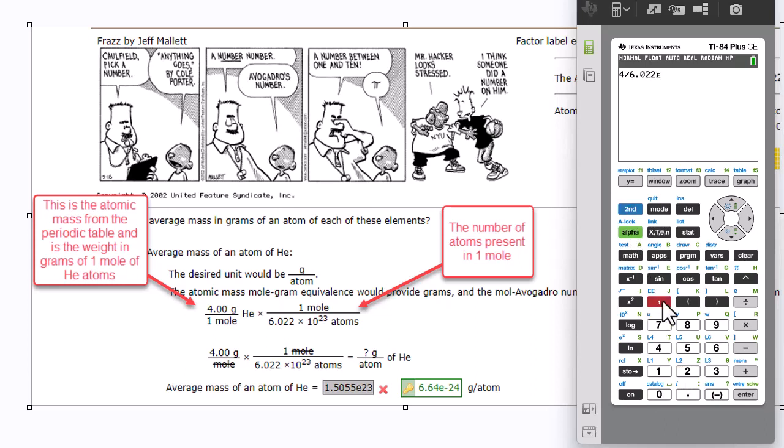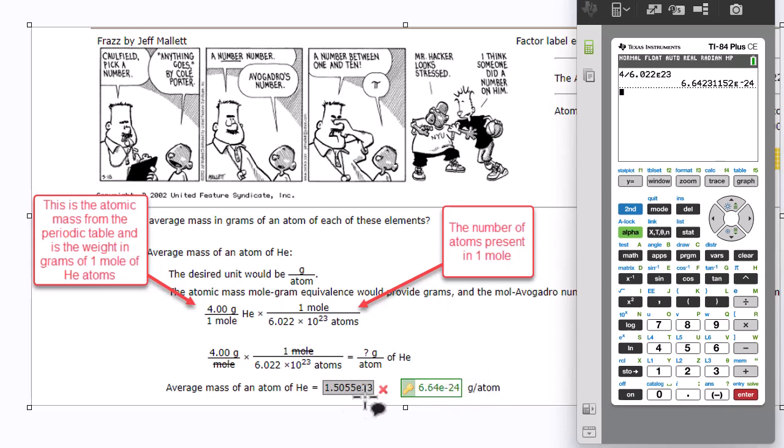Now, get this, times 10 to the 23. There are a lot of atoms in these 4 grams. This is going to be 22 zeros and then a 6. So we're going to get a small number in terms of grams. And there's our answer, and it matches what we expect here to 3 significant digits, 6.64 times 10 to the negative 24 grams.